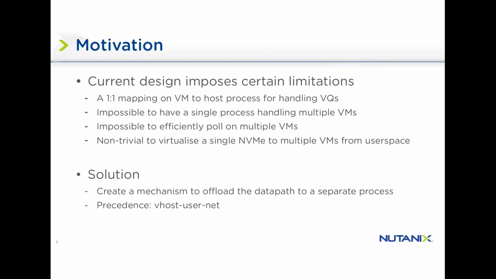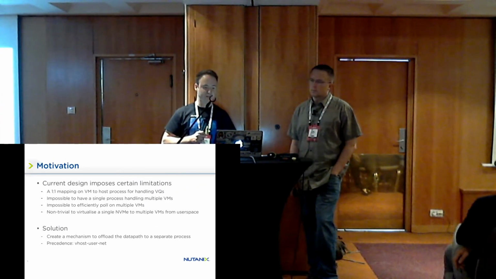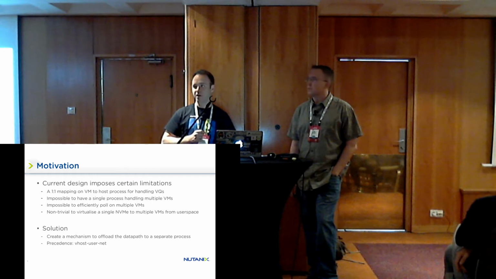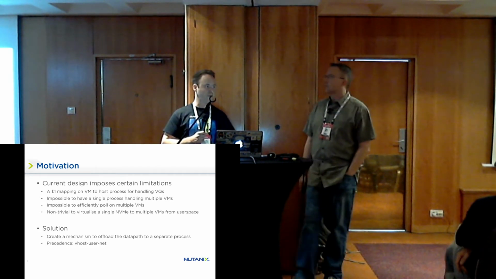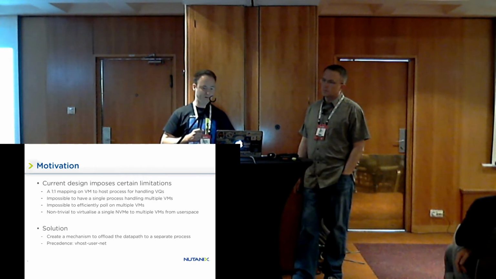So with this model in mind, the motivation we had for this work was to address certain limitations that we noticed there. And the key one is basically this concept that we have this one-to-one mapping between a VM and a host process that handles the VQs. And we've been talking a lot about using perhaps multiple processes, etc. But the key thing is that none of these models give you a way of having a single process managing multiple VMs. And that's something you can do if you can offload the data path with a technology like vhost-user.